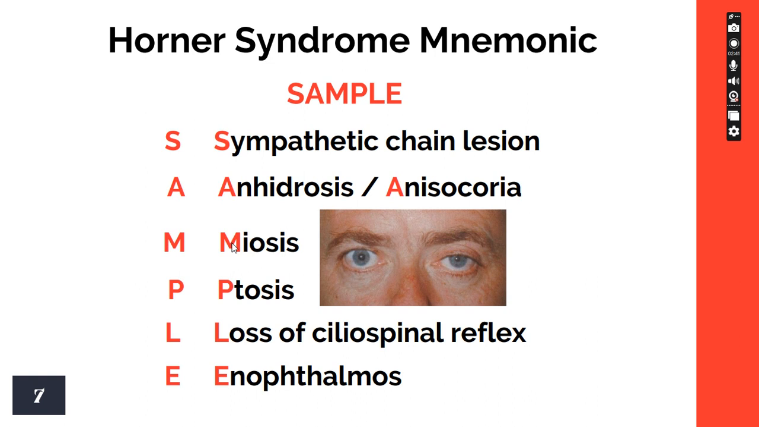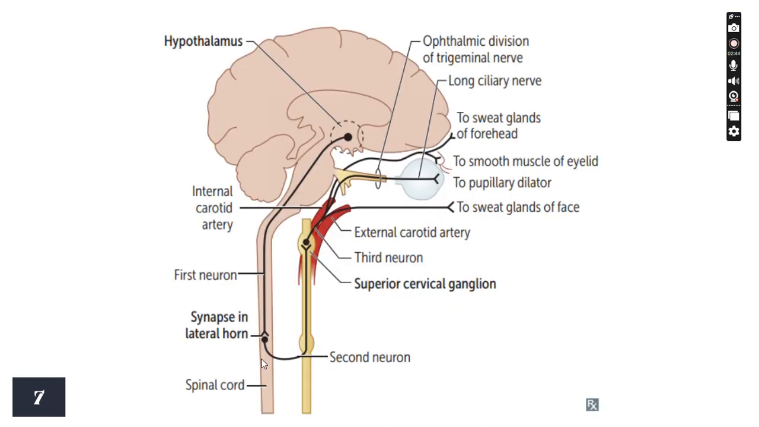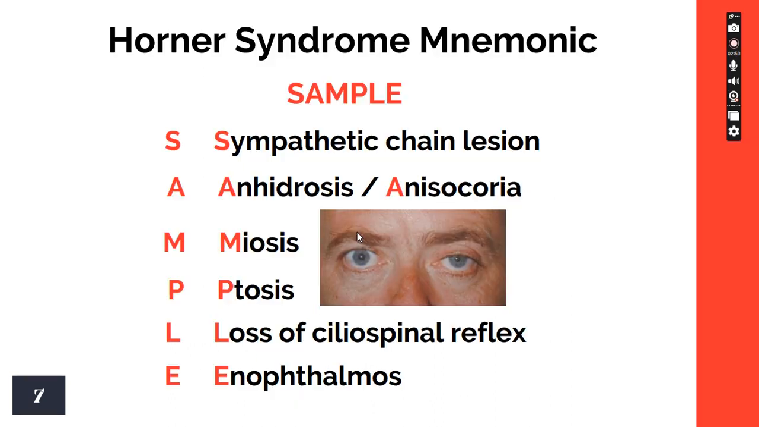It's actually the same as miosis because you know we have this is the spinal cord. This is the long ciliary nerve. So this pathway is no longer working. So we call it loss of the ciliospinal reflex.